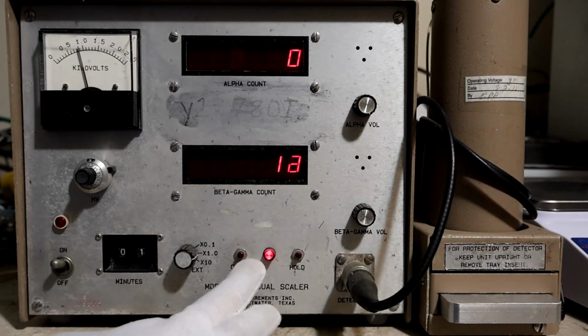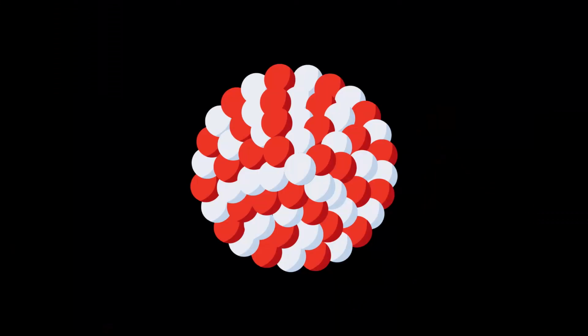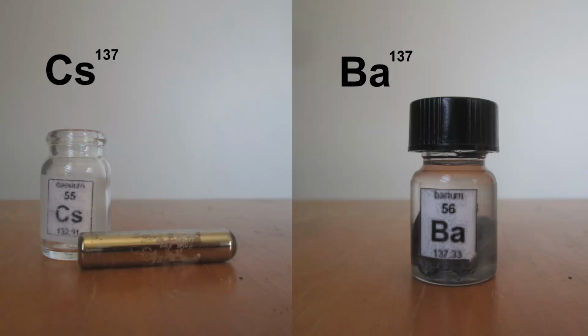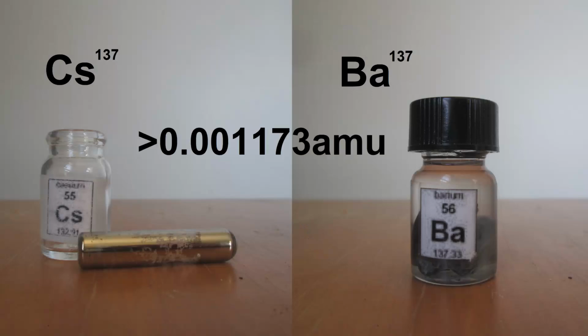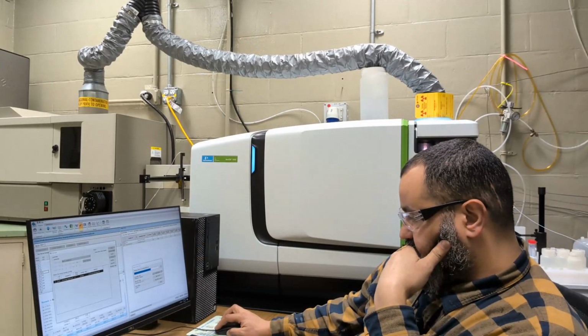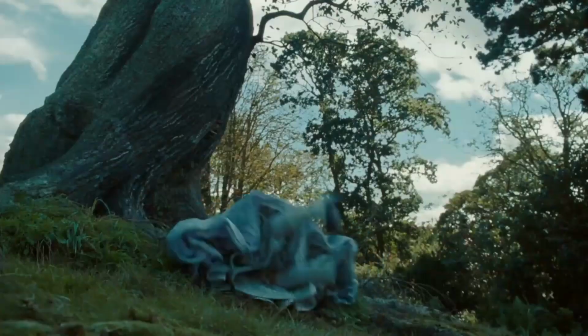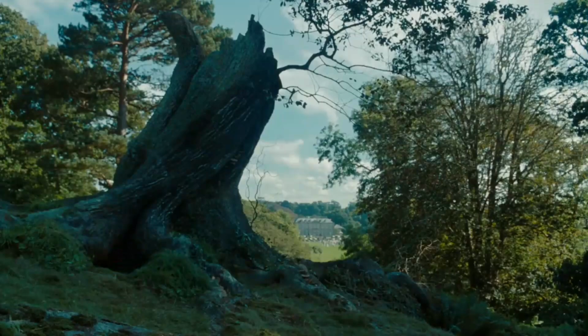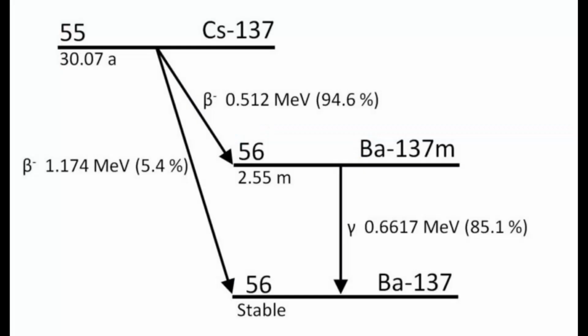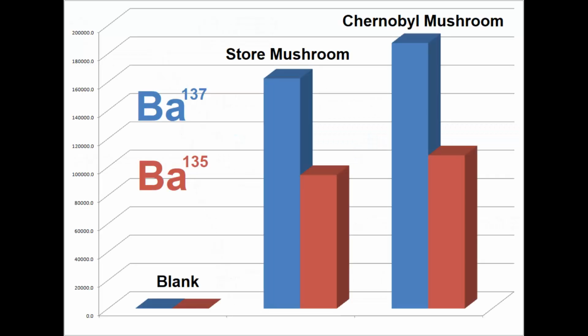Before I continue, let me remind you that the beta decay poses a unique challenge in mass spectroscopy, as the mass of cesium-137 is only 0.001173 AMU higher than the mass of barium-137. This is far beyond the mass spectrometer resolution. Are you still with me? We're about to go down a rabbit hole. Because cesium-137 decays into barium-137, I looked at barium-137 and used barium-135 for reference.